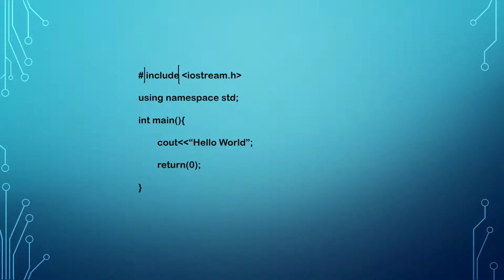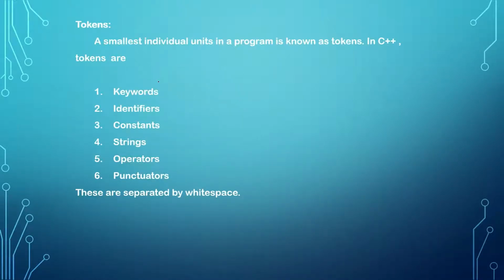So each word should have a meaning that can be understood by the compiler. In C++, these words are said to be tokens. So a program is a combination of tokens. Tokens are the smallest individual unit of a program. We can classify our tokens into 6 different categories: keywords, identifiers, constants, strings, operators, and punctuators.